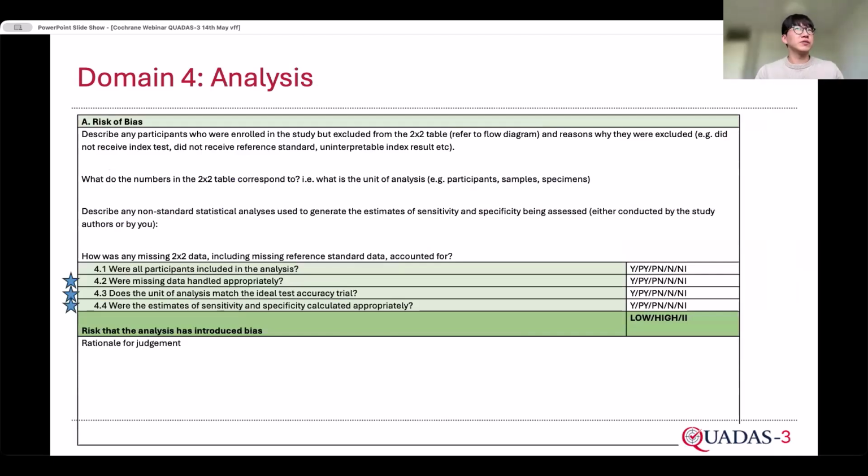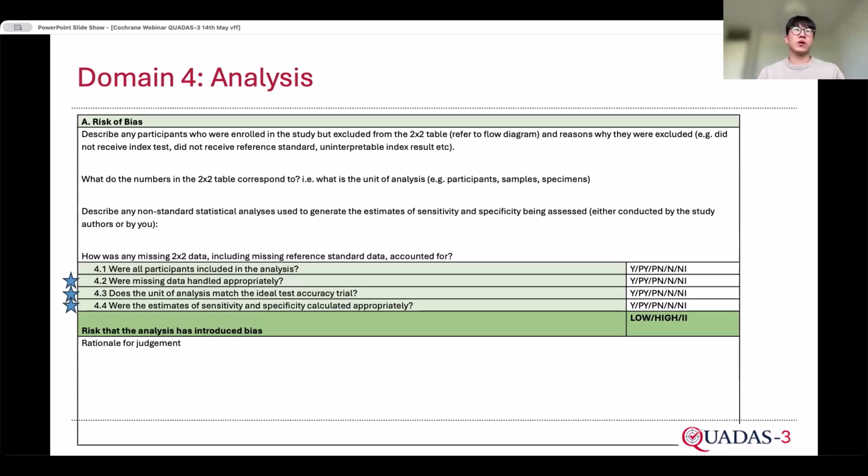And the last domain is called analysis. So this is a completely new domain in a sense. It replaces the flow and timing domain in QUADAS-2. And most of the signaling questions in flow and timing have, as I explained, been moved to domain 3. Now, this is also a domain that only deals with risk of bias, not with applicability. The first question is, were all participants included in the analysis? This is an existing question from QUADAS-2 in the flow and timing domain.